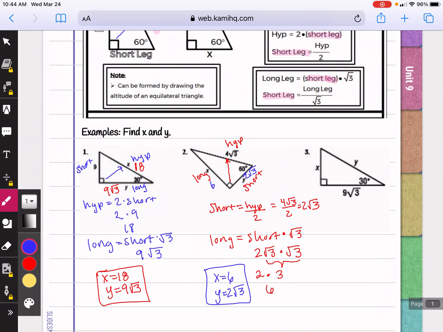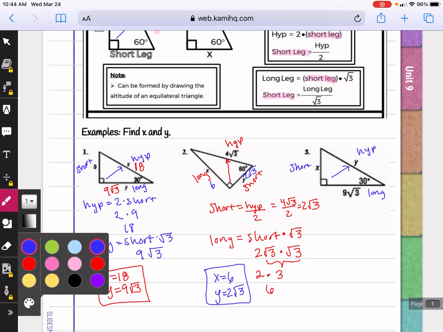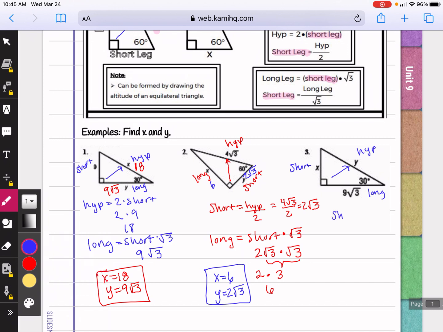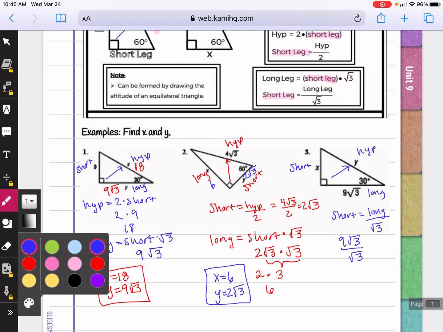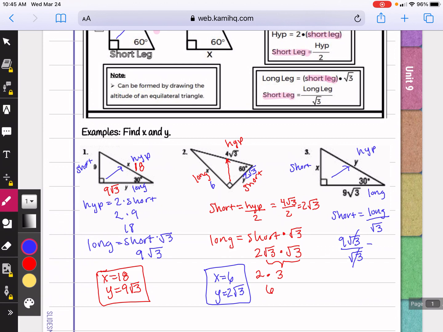In the next problem, y would be our hypotenuse because it's directly across from the 90-degree angle. So x would be our short leg, and 9 root 3 would be our long leg. Remember, we need to find the short leg before we can find the hypotenuse. So the formula for short leg, if you know the long leg, is the long leg divided by square root of 3. So here we're going to do 9 square root of 3 divided by square root of 3. Since we have the same thing on the top and bottom, they cancel, so you're just left with 9.